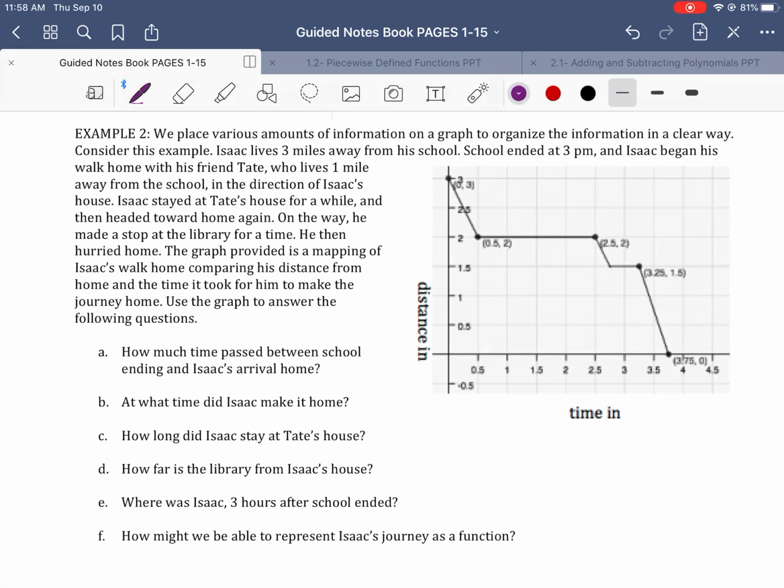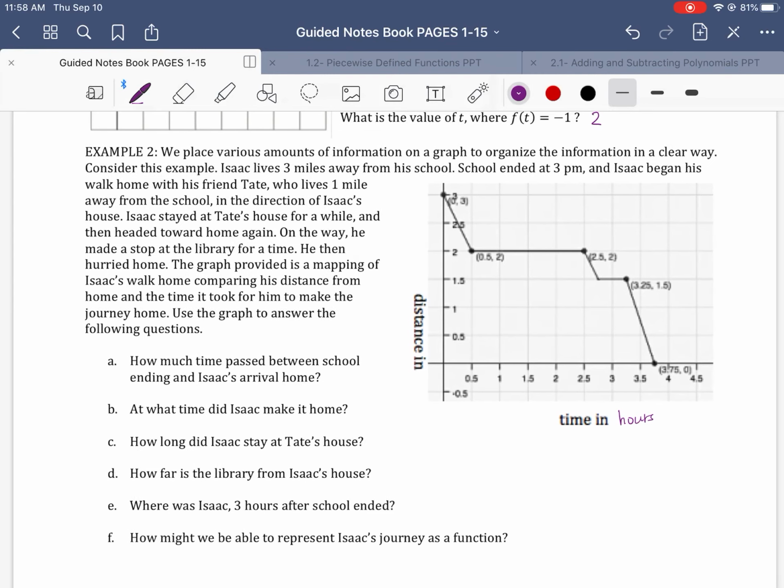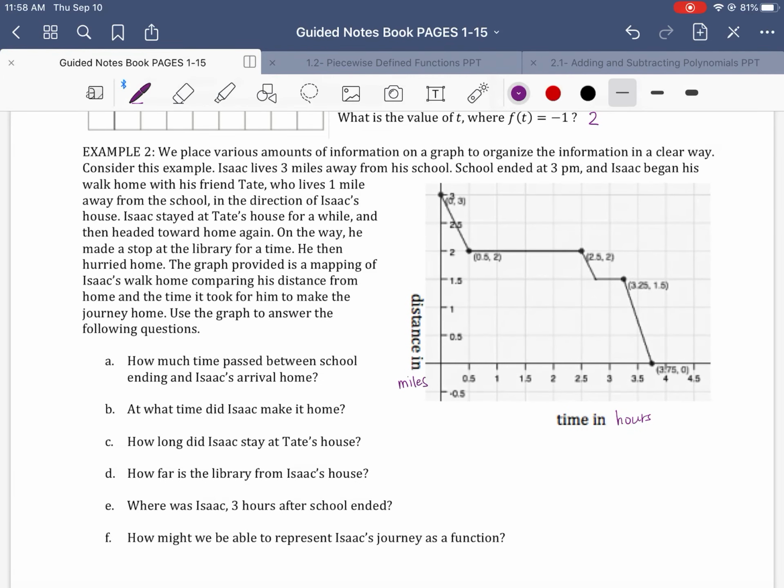So notice the two things being compared. We're going to call this time in hours, and it looks like it's distance in miles. So he's walking home, and we're comparing it to the time it takes him to get home. Use the graph to answer the following questions. So notice here's his trek home. This right here represents 3 o'clock. School's out, and he starts to walk home. So this would be like 4 o'clock. This would be 5 o'clock. These are hours that have passed. This would be 6 o'clock. So we're just looking at the time passing as we move this direction.